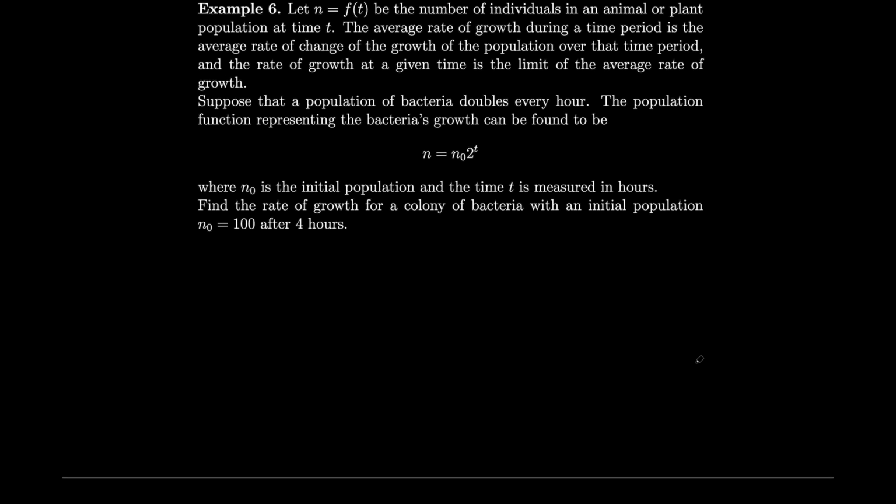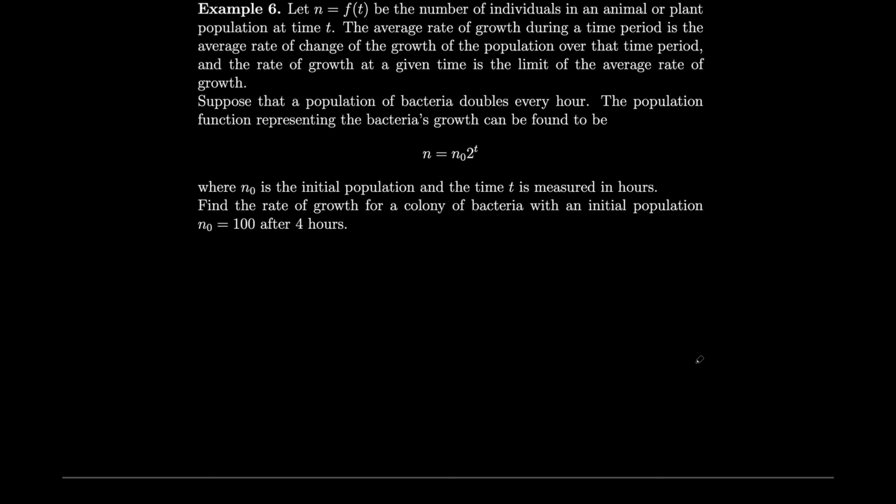Let n equal f of t be the number of individuals in an animal or plant population at time t. The average rate of growth during a time period is the average rate of change of the growth of the population over that time period, and the rate of growth at a given time is the limit of the average rate of change. So the rate of growth is the derivative. Let's suppose that a population of bacteria doubles every hour. The population function representing the bacteria's growth can be found to be n equals n naught times 2 to the t, where n naught is the initial population and the time t is measured in hours.